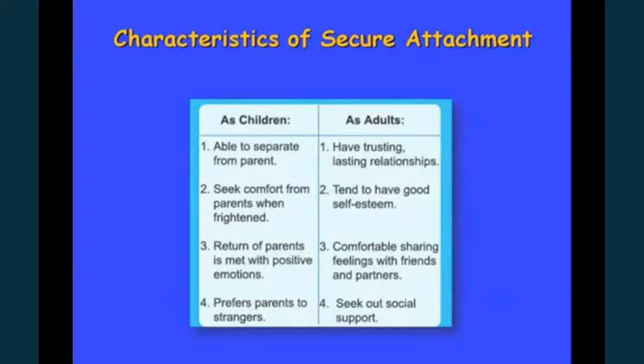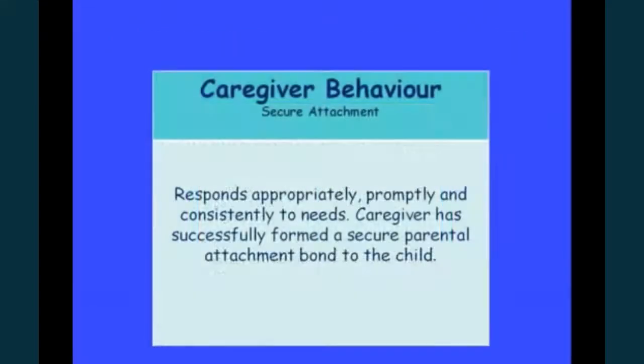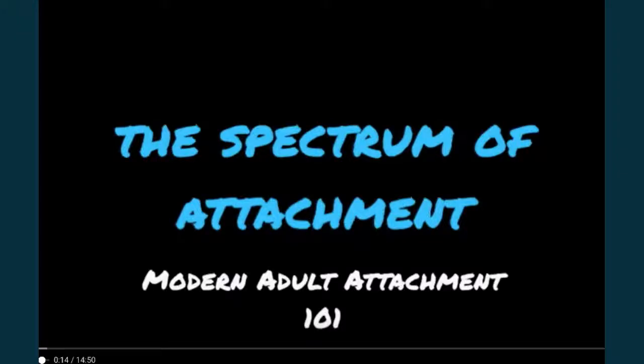So let's have a look at what the caregiver has to do to promote what we call a secure attachment. Well, the caregiver responds appropriately, promptly and consistently to the needs of the child. The caregiver has successfully formed a secure parental attachment bond to the child. So this is about responding appropriately and consistently to the child's needs.